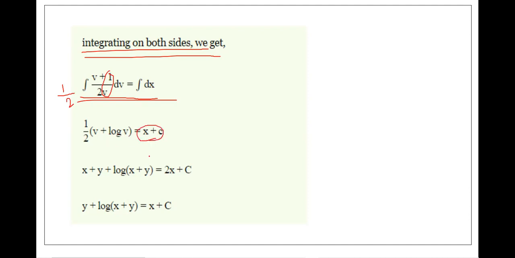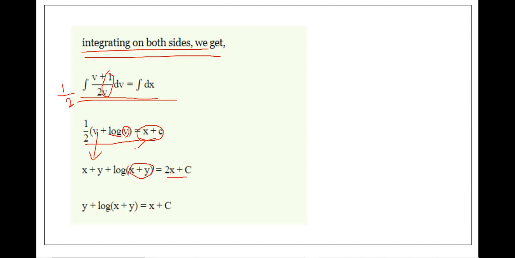Okay, so here again we are back substituting. So we know what is back substitution, right? In the first case we have taken x plus y is equal to v. So now we are just back substituting. Again here we will substitute v as x plus y. Okay, so x plus y plus log of x plus y is equal to 2x plus c. How did we get 2 here? We have just cross multiplied. So from the denominator, we have taken it to the numerator. So 2x plus the constant c.